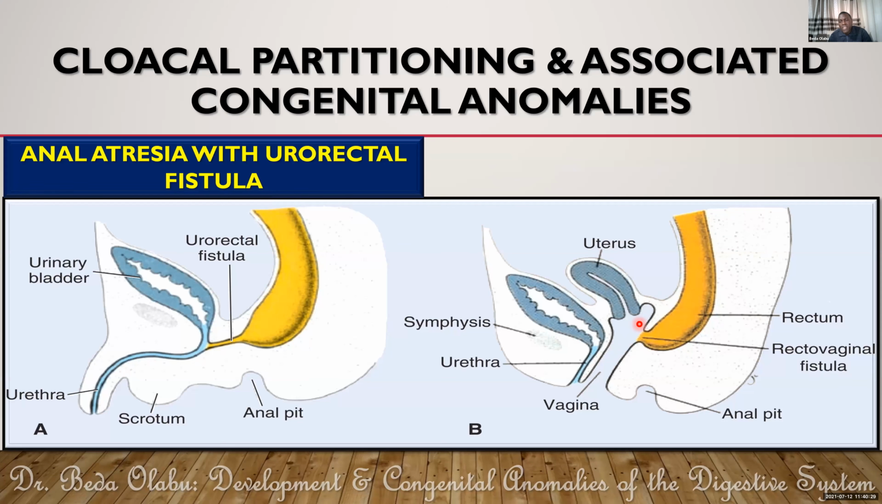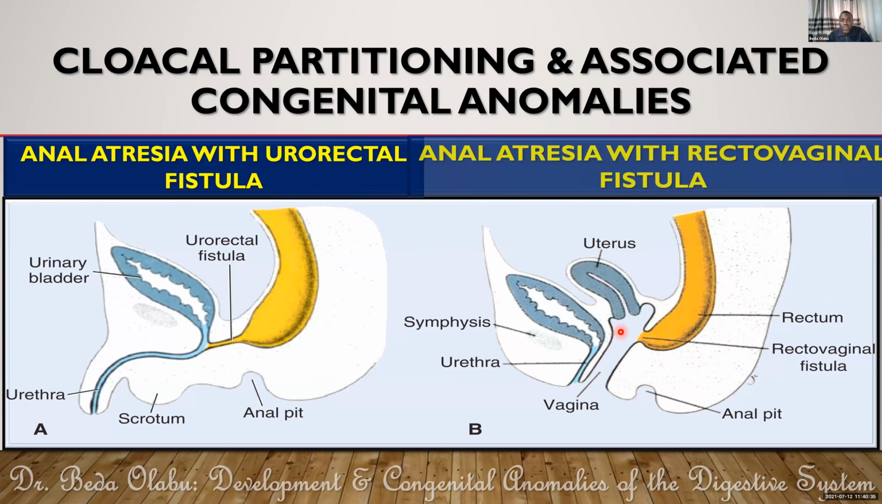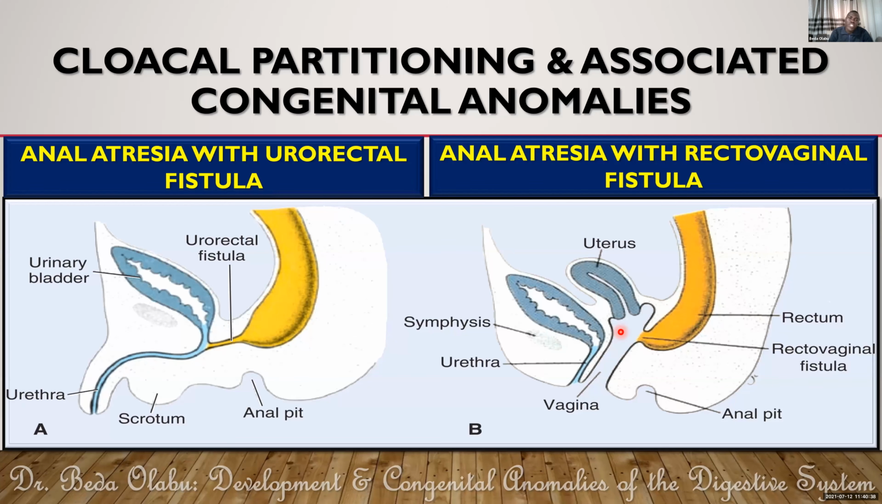On the second one, which is a girl child, there is anal atresia, but the stool is going to the vagina. So we call it anal atresia with the rectovaginal fistula. This girl child will be leaking stool through the vagina. This boy child will be leaking stool through urine.